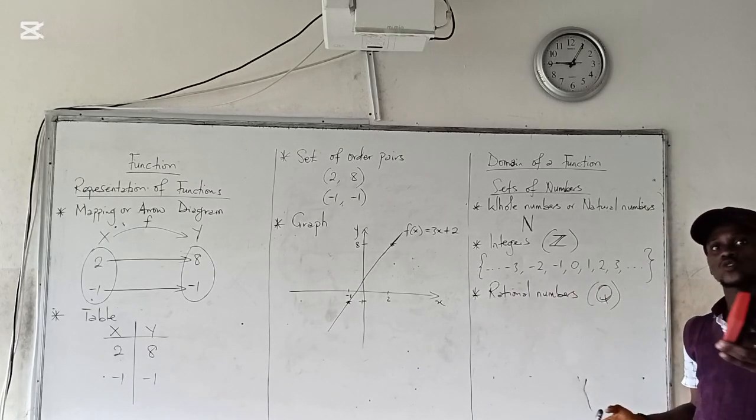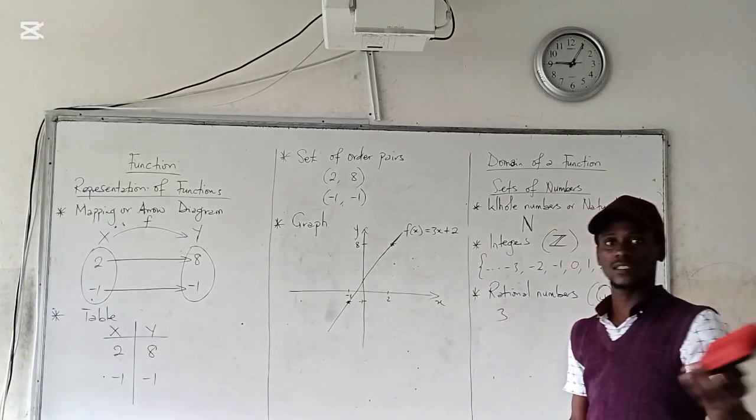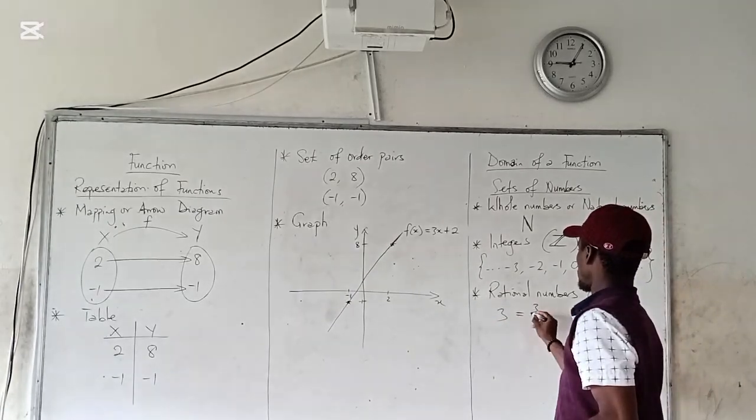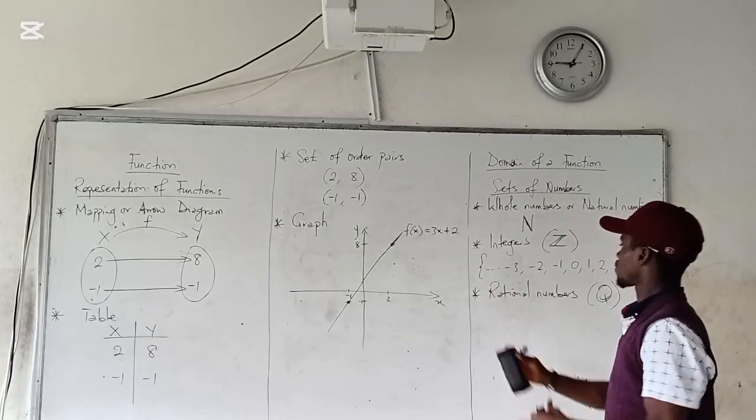And I believe you should also know that a whole number can also be written as a fraction. So 3 can be written as a fraction. What is 3 as a fraction? That is 3 all over 1. So that is it about rational numbers.